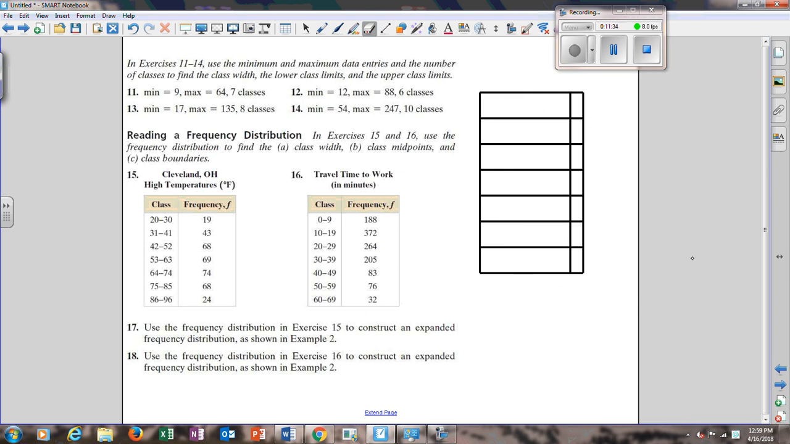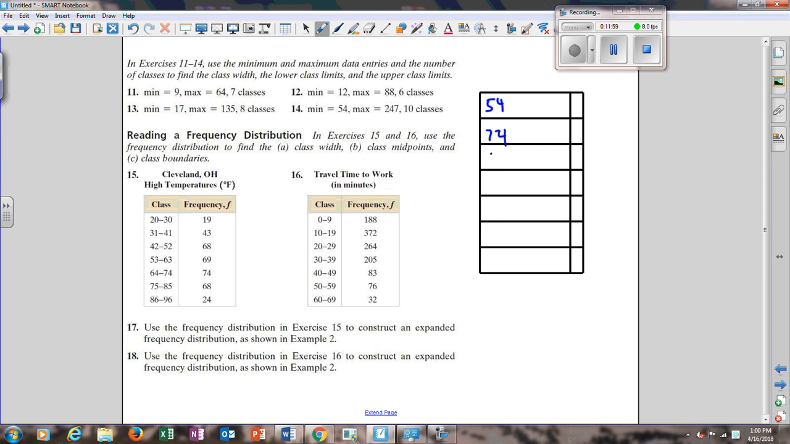Number 14. Got a min of 54 and a max of 247. You're going to go 10 classes. So you do 247 minus 54. Divide that by 10. Gives you 19.3. So you round up. You go 20. So you're starting at 54. And then you just go up 20.